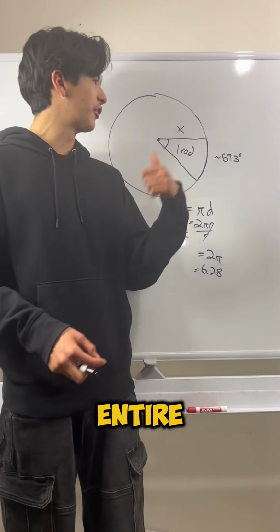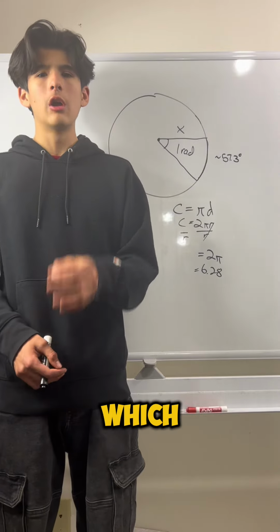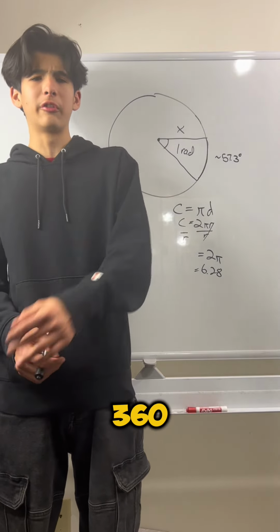So, this entire circle has 2 pi radians, or 360 degrees, which means that 2 pi radians is equal to 360 degrees.